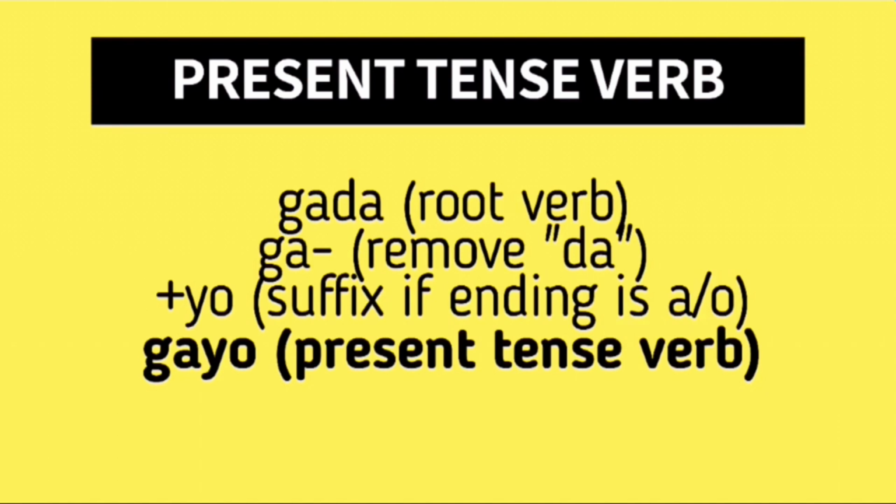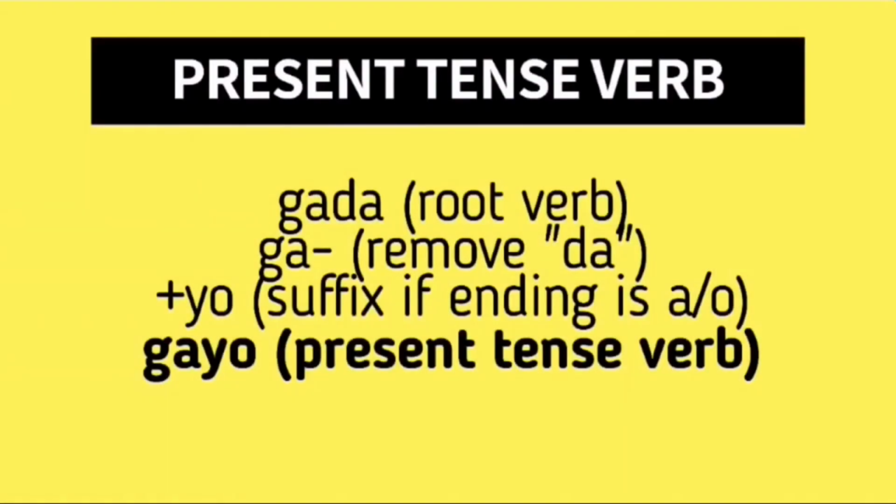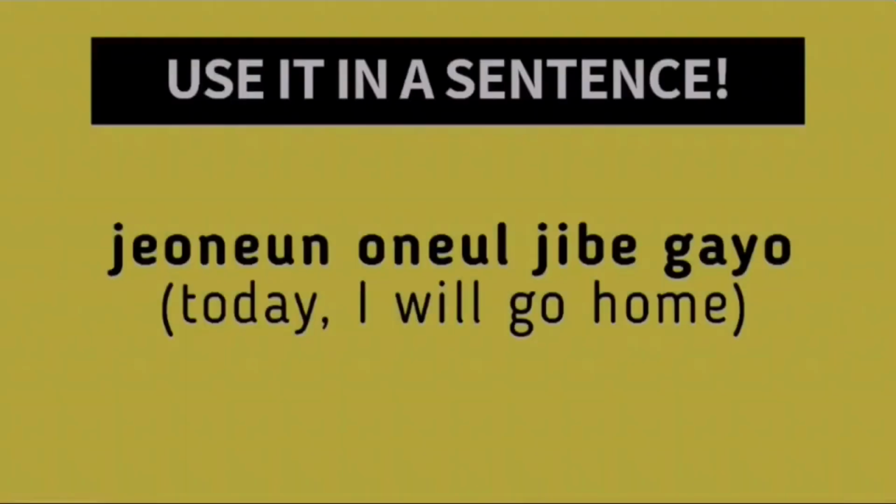However, how do we choose a suffix to be added to a verb? If we wanted to transform something into its present tense form, we'll need to choose between oyo and ayo. If the last letter of the verb is not a or o, we will use oyo. If the last letter of the verb is a or o, we'll use ayo. And since the last letter of ga is a, we will add ayo or yo. So that's 가요, which is the present tense form of GADA.